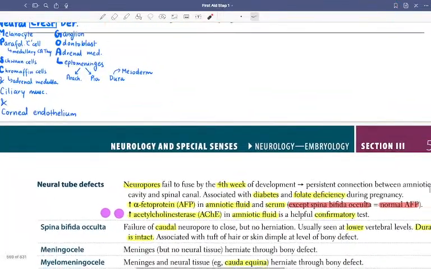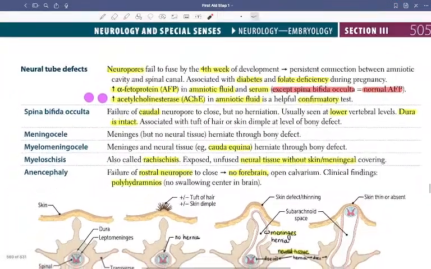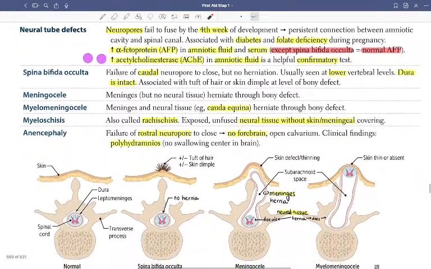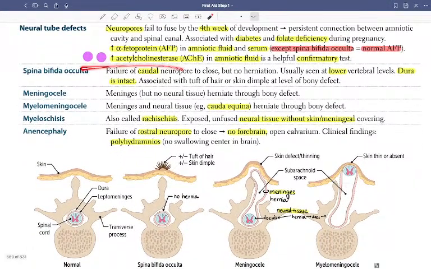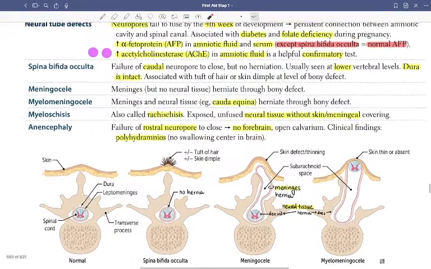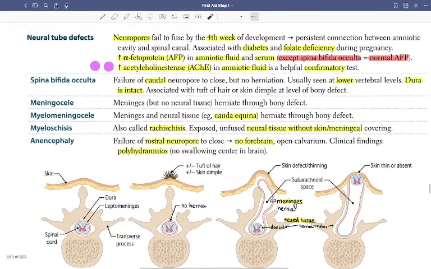Okay, next we come to this. This has come before: acetylcholinesterase increases in this. See these two dots. This has come in INICET before. Increased acetylcholinesterase in the amniotic fluid is a confirmatory test for spina bifida. Another very important thing is that the banana sign had come in one of the exams. Spina bifida, banana sign. This is in radiology. Banana sign, so that is important.